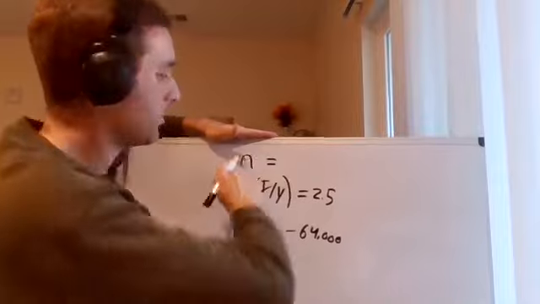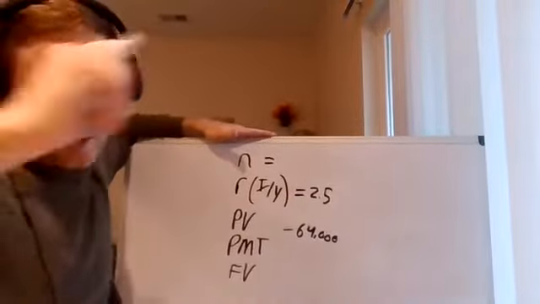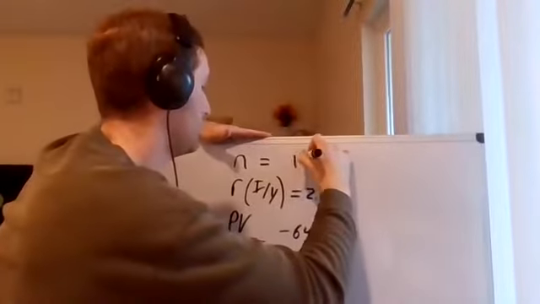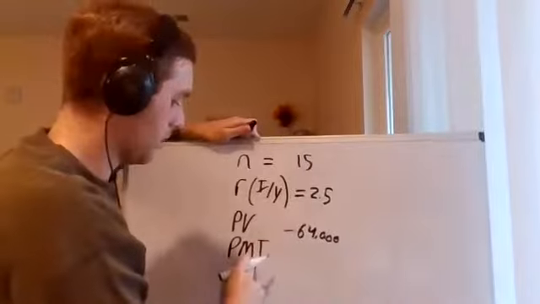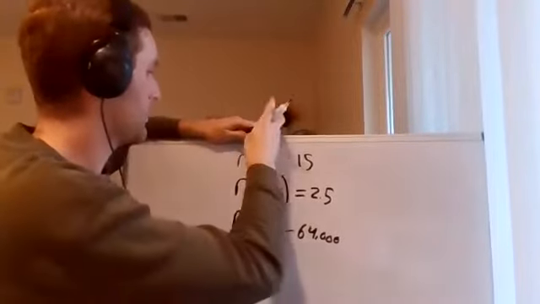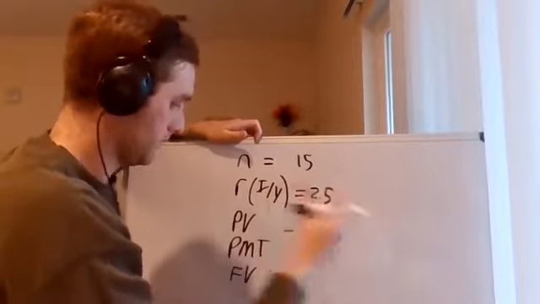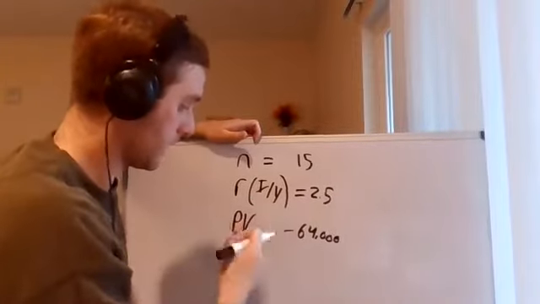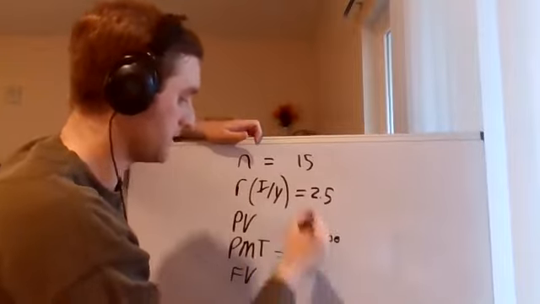N is our number of periods. We know we're trying to figure out how much this car is going to be worth 15 years from now, right? So we have all of these. Our PMT is our payment. That's if you have a set payment and you're putting it into an account or you're taking it out, that's where this will come in. Since we have no payments here, it'll be 0.